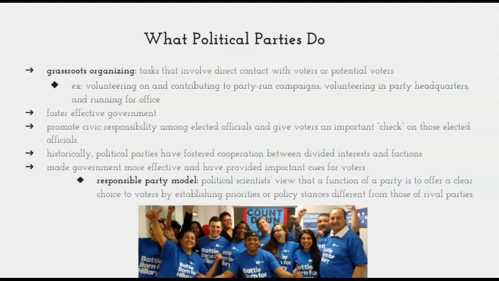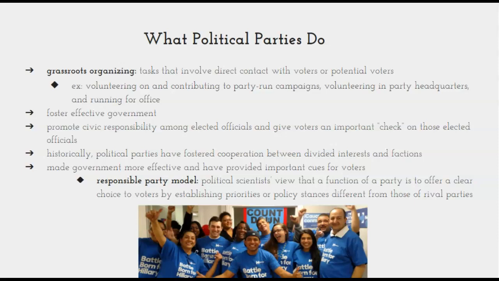Political parties try to foster effective government. Obviously, not everybody agrees that they've been successful. However, that is one of their goals. They also promote civic responsibility among elected officials and give voters an important check on those elected officials. Again, this can be debated, especially with what we've been seeing recently, but generally that is their purpose.